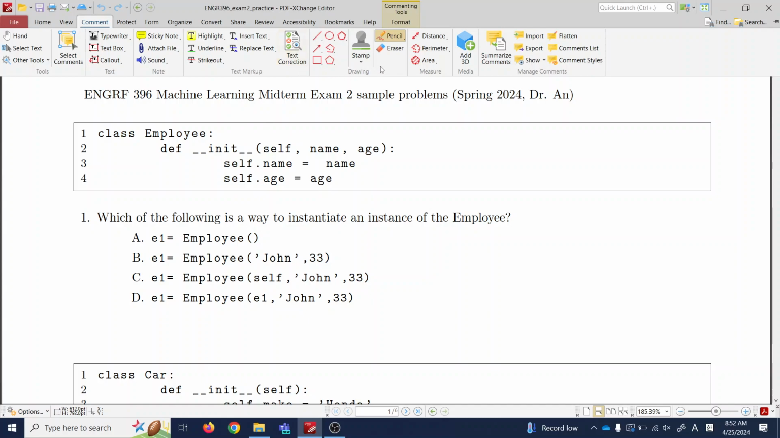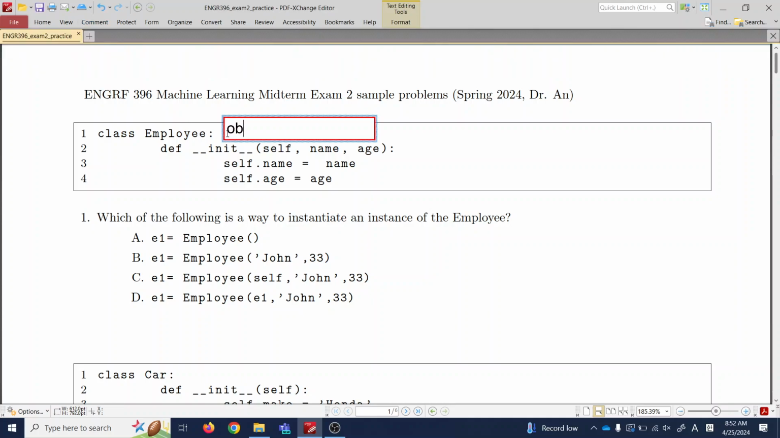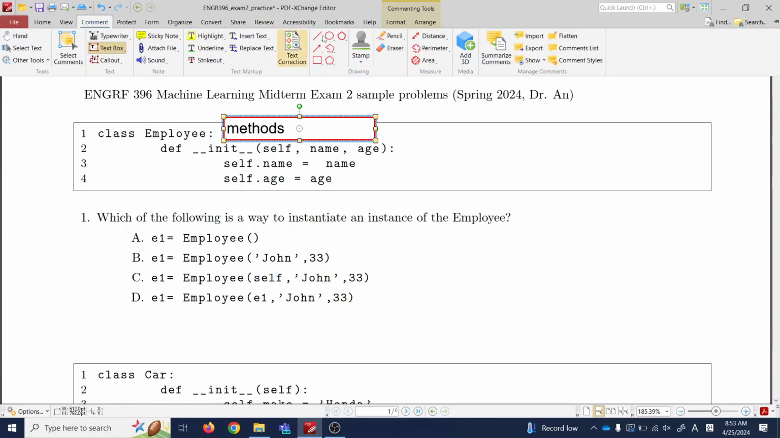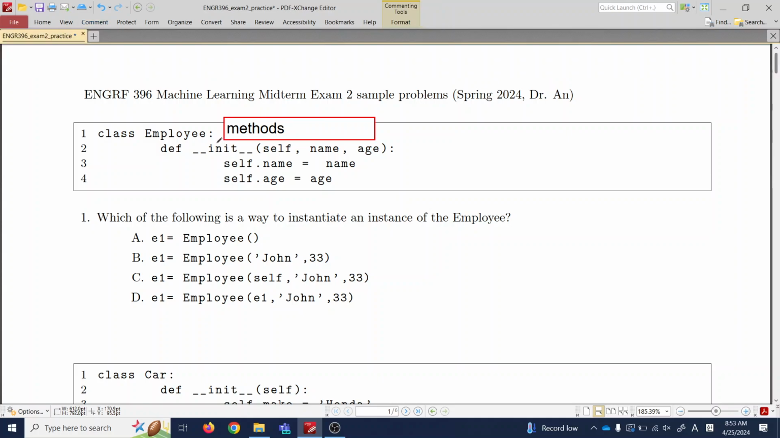So maybe I should write that down here. No, not objects, sorry, methods. Anything that's a function inside a class is called a method. And methods are different from functions in that it's always expected that the very first argument receives the object itself.